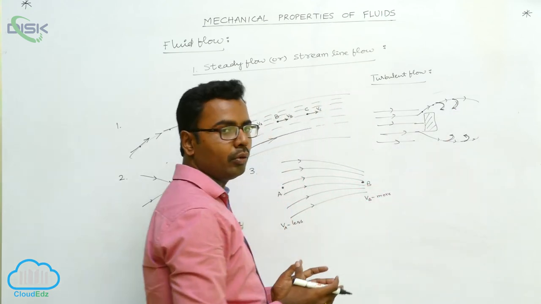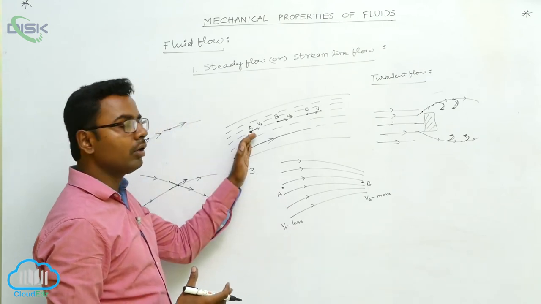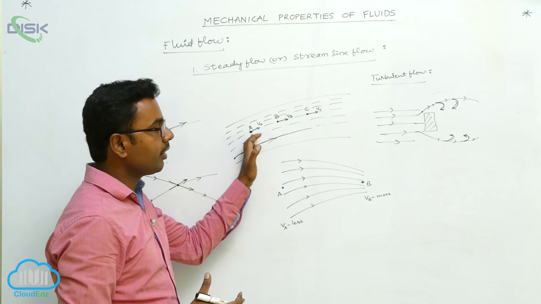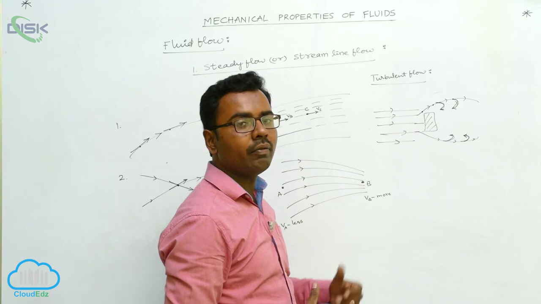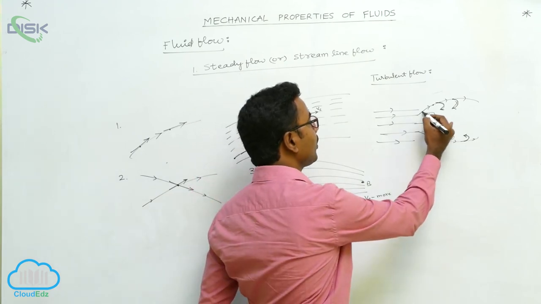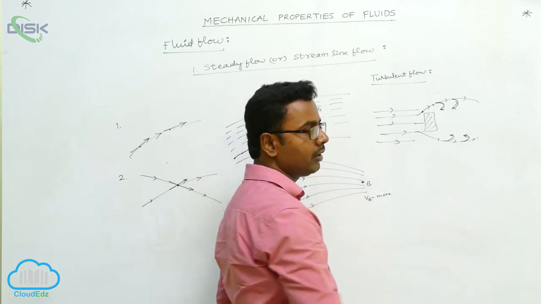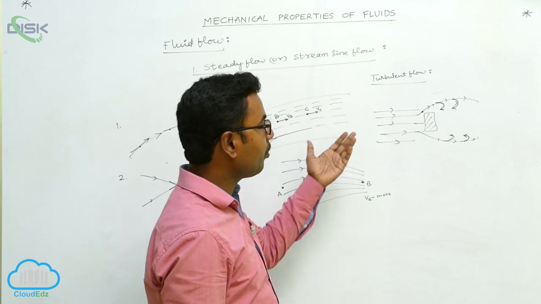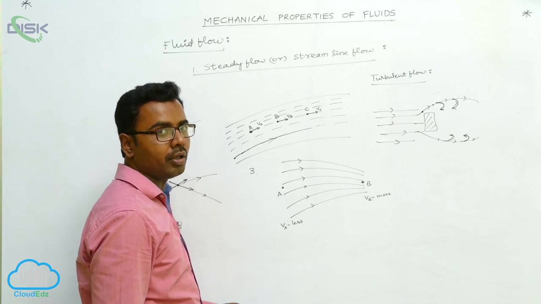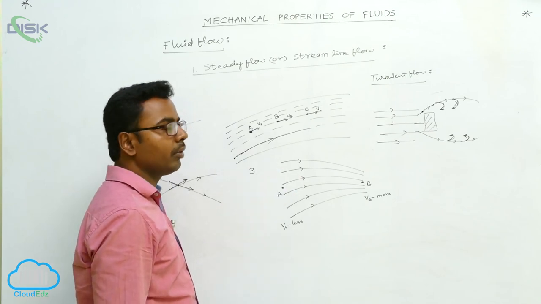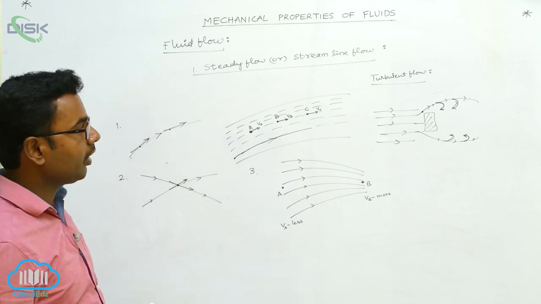Means in turbulent flow, the velocity is non-constant at a particular point, unlike in a steady flow. In steady flow, all particles cross a particular point with the same velocity. In turbulent flow, all particles do not cross the particular point with the same velocity. It means they may have different magnitudes of velocity at that point, different directions, or both different magnitudes and different directions. Such a type of fluid flow is the turbulent flow. These are the basic two types of fluid flow: steady flow and turbulent flow.